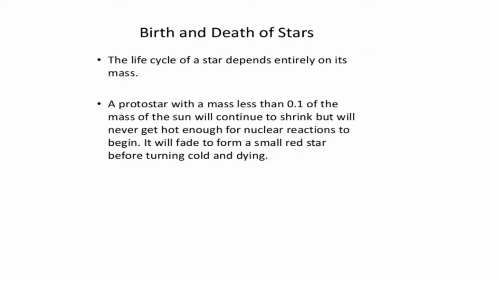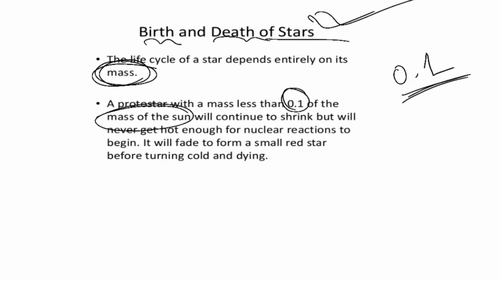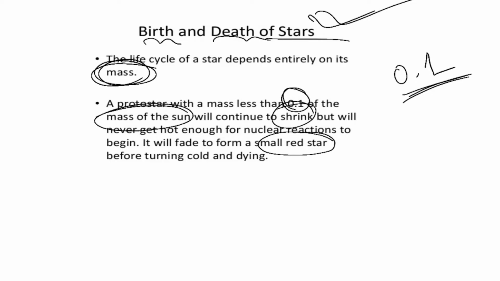Then, the birth and death of a star. The life cycle of a star depends entirely on its mass. A protostar with a mass less than 0.1 of the mass of the sun will continue to shrink, but it will never get hot enough for nuclear reactions to begin. It will become a small red star before turning cold and dying.